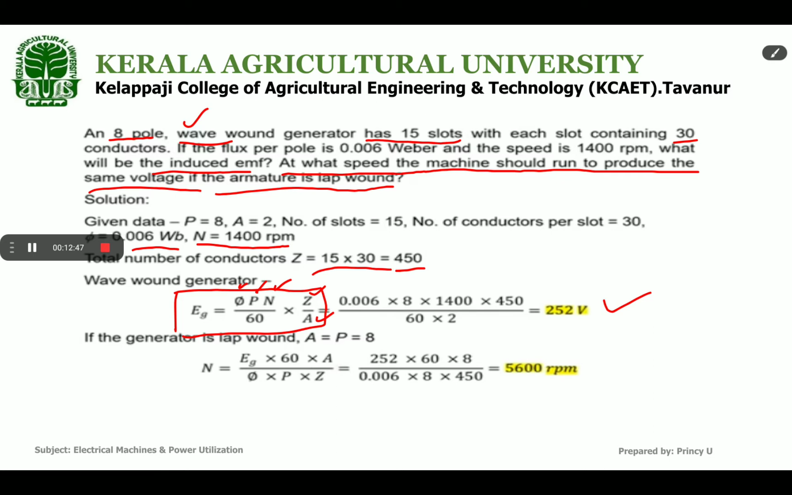So if the same machine works as a lap wound armature, what will be the speed is what we have to find. So you have to find out N. So Eg we know, we have calculated Eg for the same machine, that is 252 volt. So just substitute in this equation and find out N. The unknown quantity is speed. So N equals Eg into 60 into A by PZ phi. So substitute all the terms in this equation, you will get the speed. Okay.